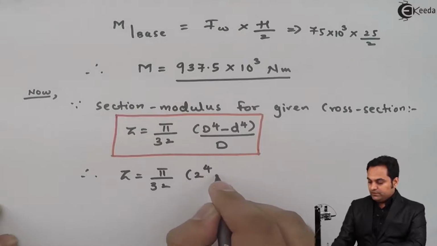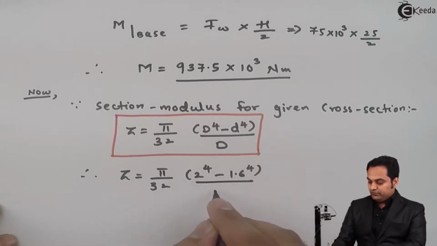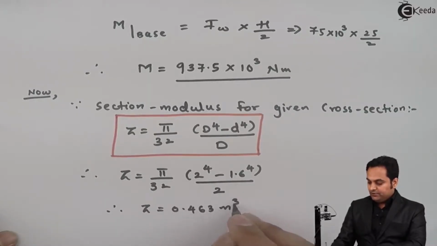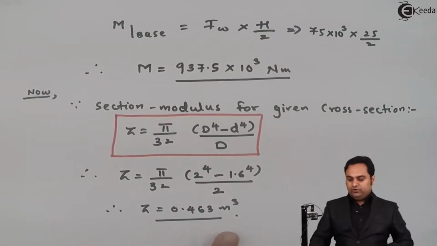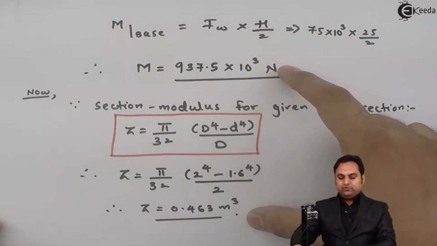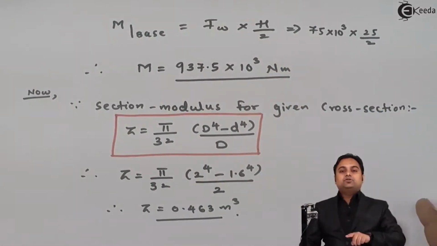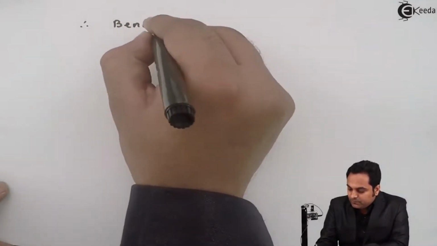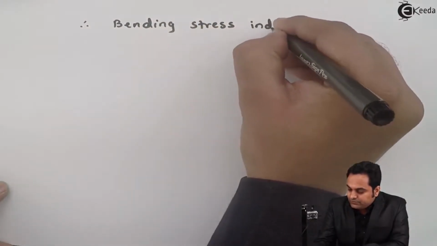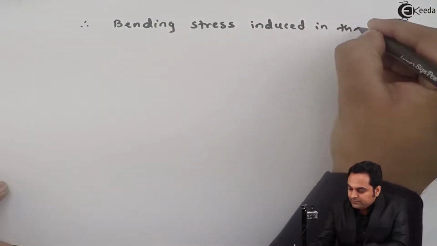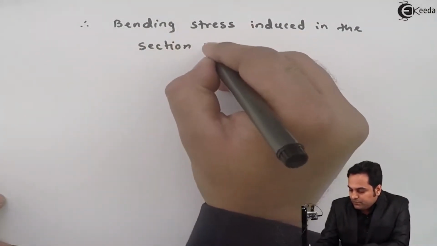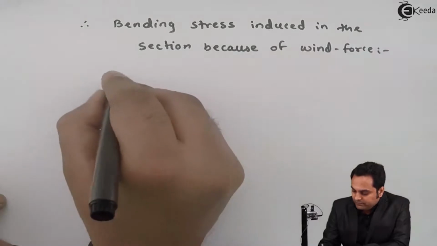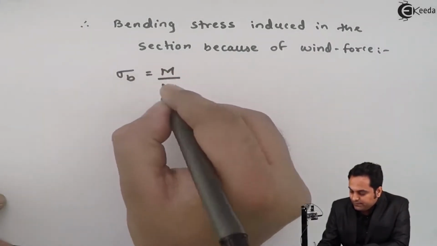Capital D is 2, small d is 1.6, raised to 4, divided by 2, and therefore the Z answer is 0.463 meter cube. So now after getting the section modulus, we have bending moment and here we have section modulus. We can calculate the bending stress because of wind force. So therefore, bending stress induced in the section because of wind force will be given by sigma b is equal to M by Z.